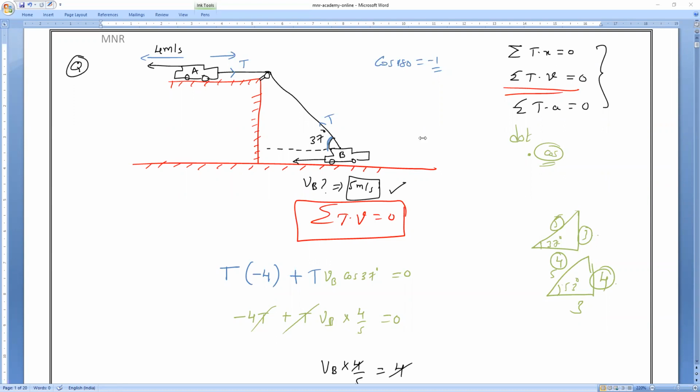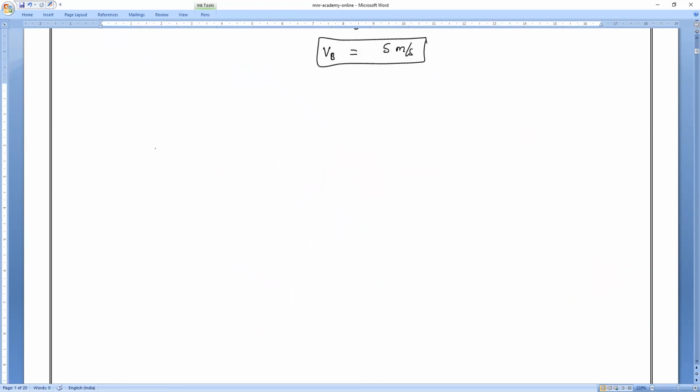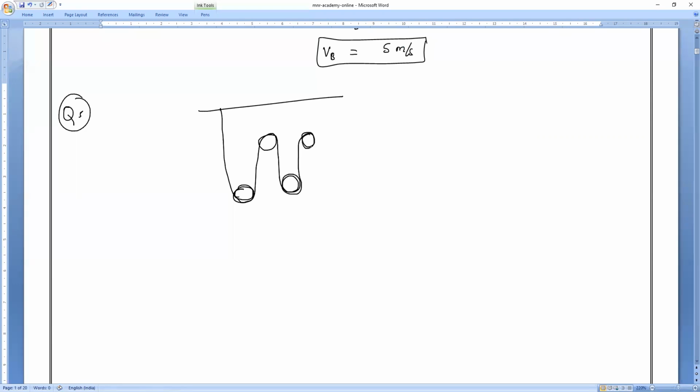Mr. Monis, did you understand this question? Next, question number 5 now. So there is a rigid surface. All of you observe very carefully. I am drawing very fast, so you also draw. So there is a pulley. This is the fixed pulley.